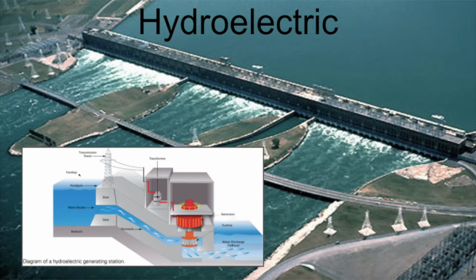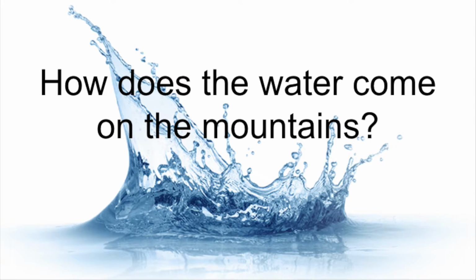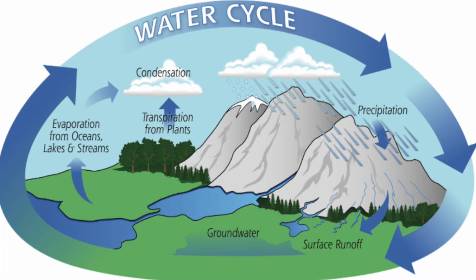Today I will explain hydroelectric energy. First of all, how does water come up to the mountains, where it flows down and can be used to make energy? The sun heats up the earth and oceans. Some of the water in the oceans then evaporates.